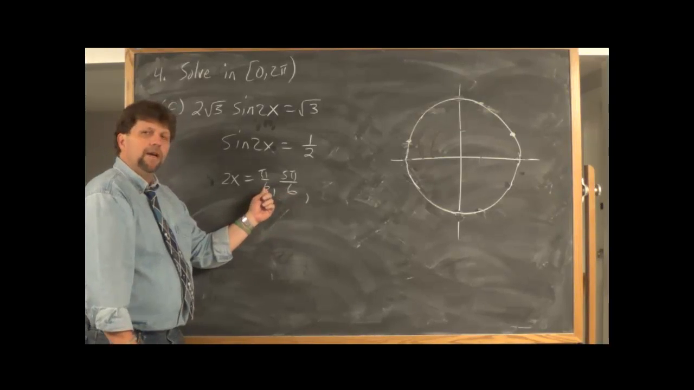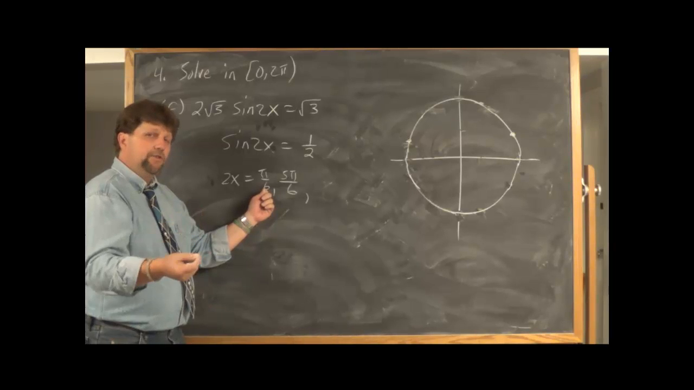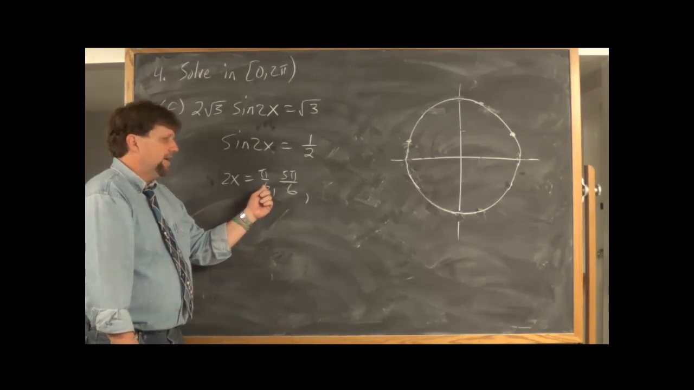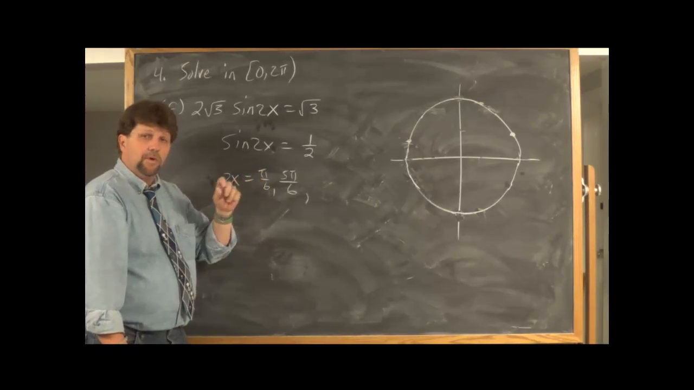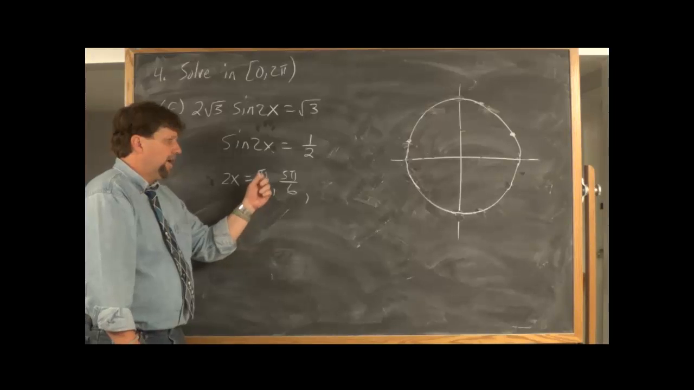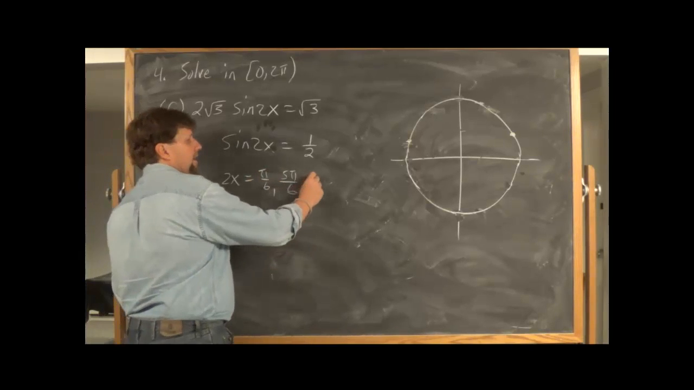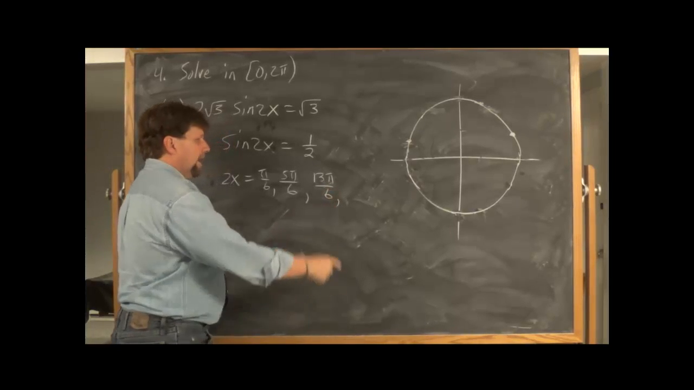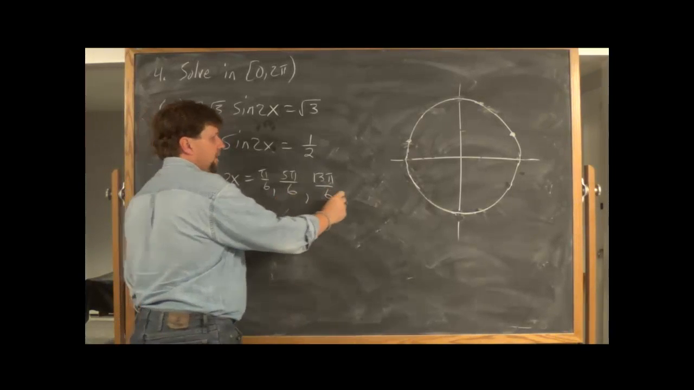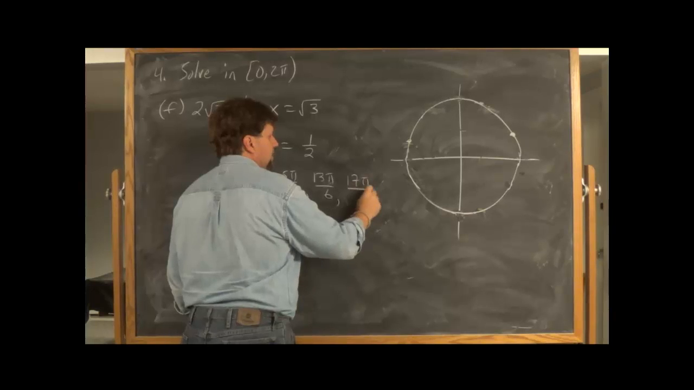Well, that takes us back to probably the first week of the course, coterminal angles. Coterminal angle with pi over 6. Remember, you have to add 2 pi to that. So pi over 6 plus 2 pi, well, 2 pi is 12 pi over 6. So pi over 6 plus 2 pi is 13 pi over 6. Add 2 pi to this one and you get 17 pi over 6.